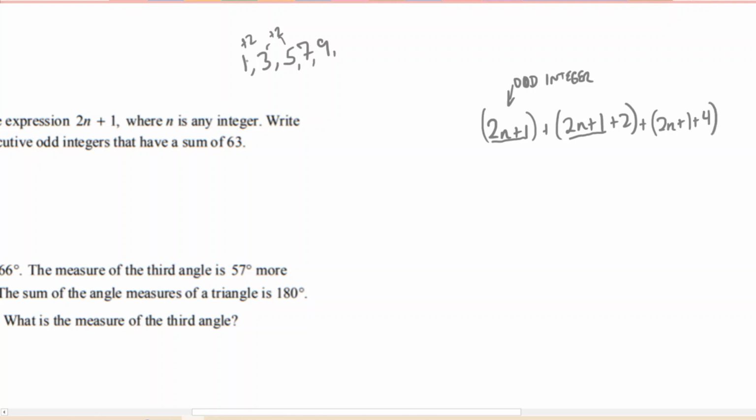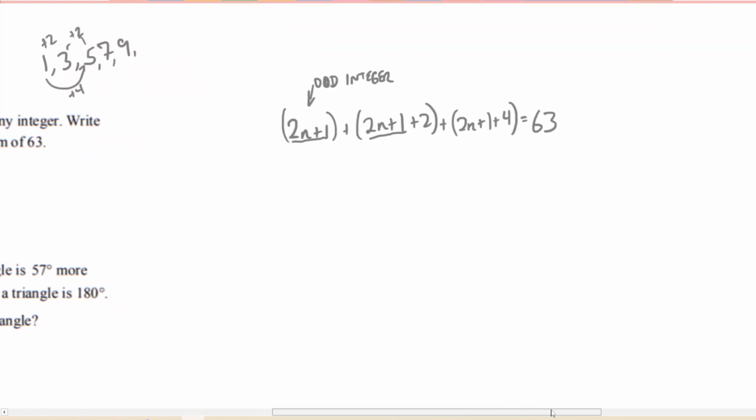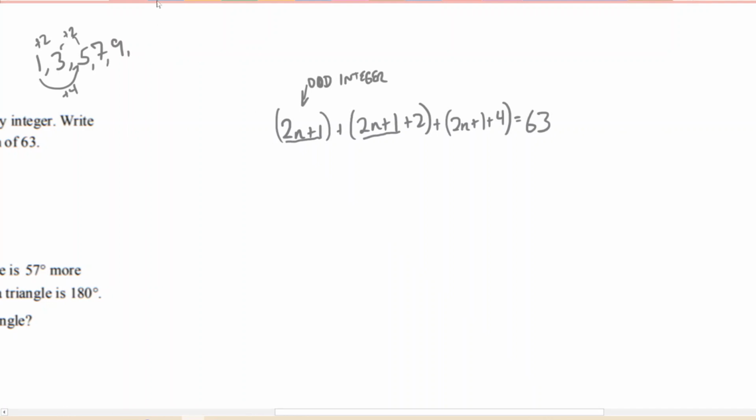Because if you take a look, if I go from 1 to 5, that's plus 4. So here's my 3 consecutive odd integers. And when I add them together, I'm supposed to get 63. So let's work on this math problem. I'm going to go ahead and not do the reasons here. Let's first, we don't need these parentheses because in between the parentheses are plus signs.